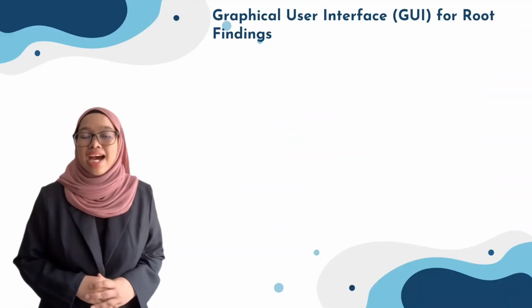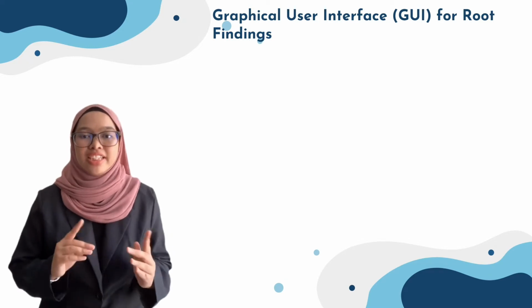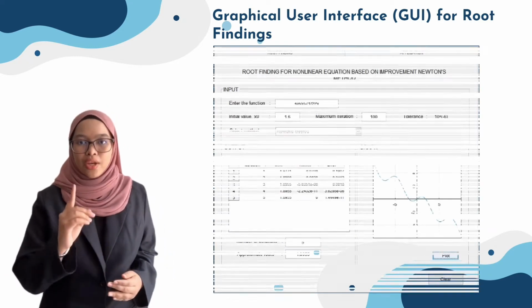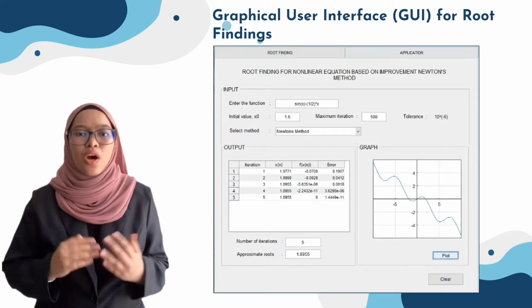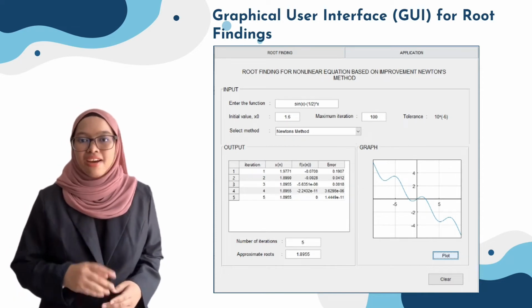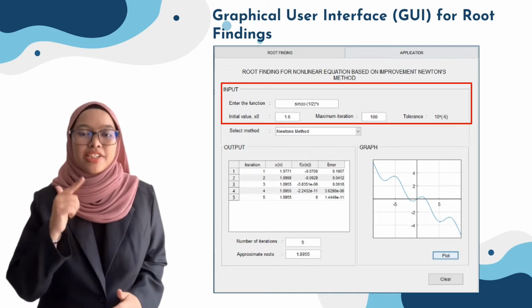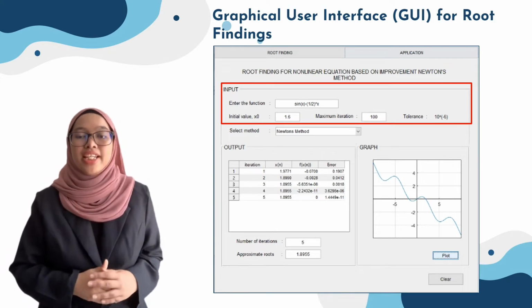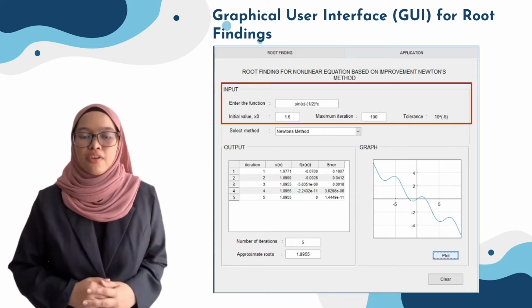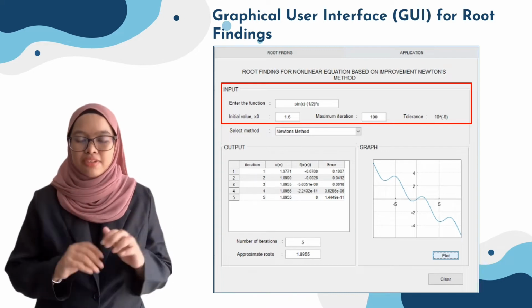Firstly, we will show how we use the graphical user interface for generating our result. The GUI was developed using MATLAB GUIDE to compare the roots of nonlinear equations. The user must manually input the information needed, including the function, initial value and maximum number of iterations, in the input section. The tolerance of the computation has been fixed up to 6 significant figures.